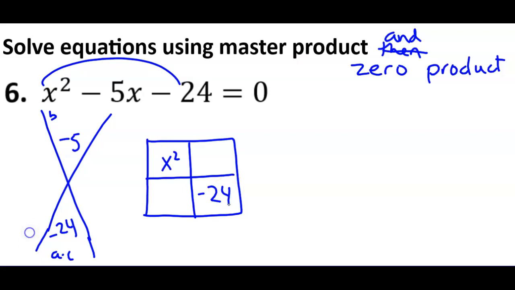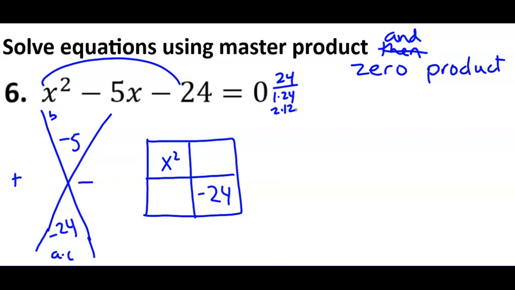Okay, now I've got to get to work. I need to know the factors of 24 that add to negative 5. Now this is a negative. So are these going to be same sign or opposite signs? They're going to be opposite signs. So I'm going to have one positive and one negative. And so let's look at the factors of 24. We got 1 and 24. Those don't add to 5. We've got 2 and 12. Those don't add to 5.